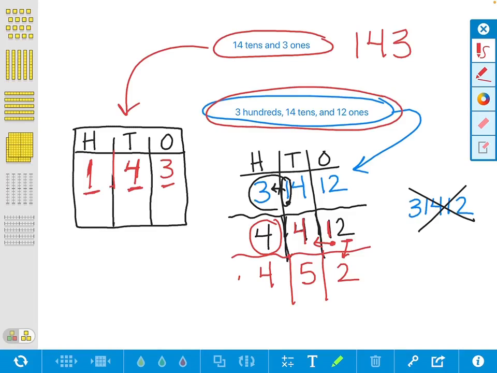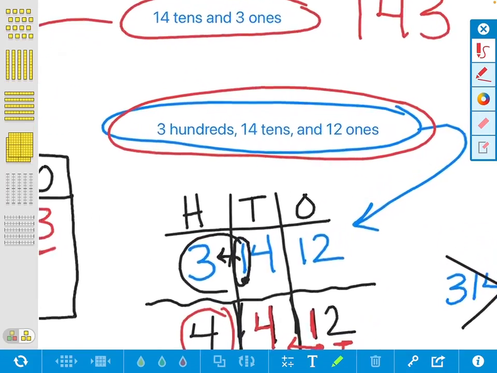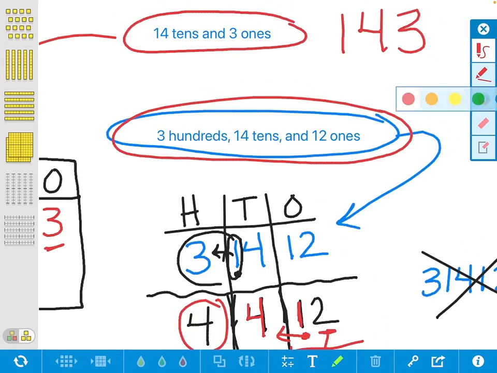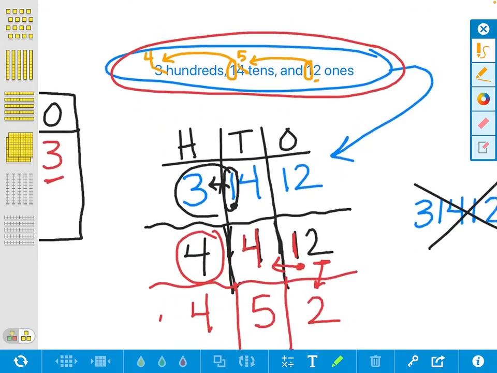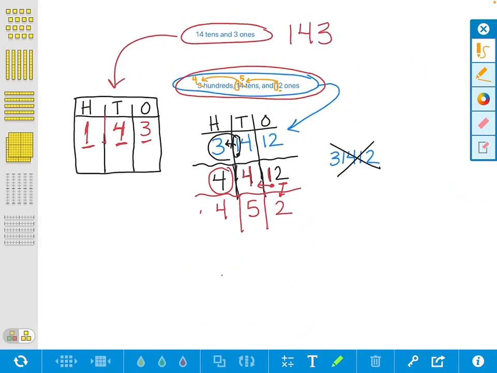riddle, I had to do a lot of regrouping. I'm going to make this bigger, and I'm going to use a different color. This 1 added to here and made that a 4. This one added to that 4 and made it a 5. So my answer was 452. Okay, so that's regrouping.